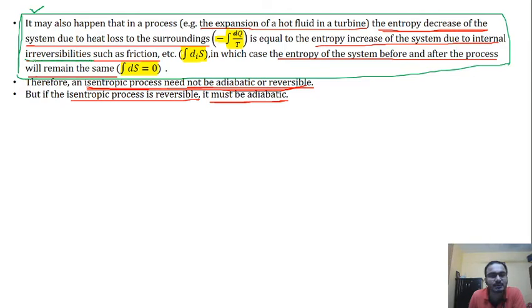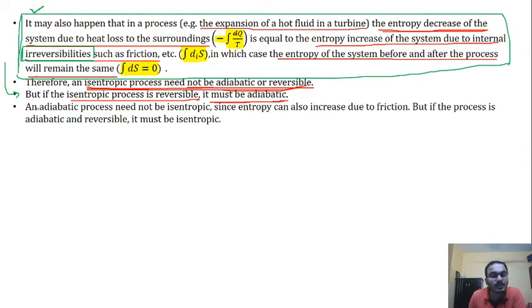By its nature itself, this cannot be reversed. So even though we have delta S equal to 0, because of the overall effects, this cannot be reversed. That's why an isentropic process need not be adiabatic or reversible. Now, if the isentropic process is reversible, then it must be adiabatic, because the reverse has to happen. That's why this is not the example of this second statement. So if an isentropic process is reversible, then it must be adiabatic, that is, there should not be any kind of external heat interaction.